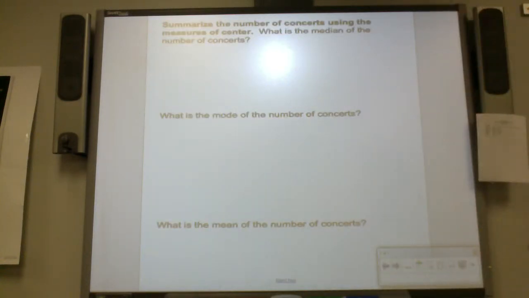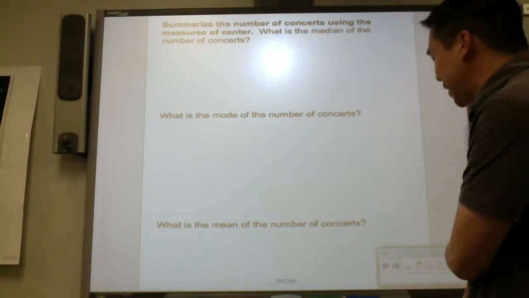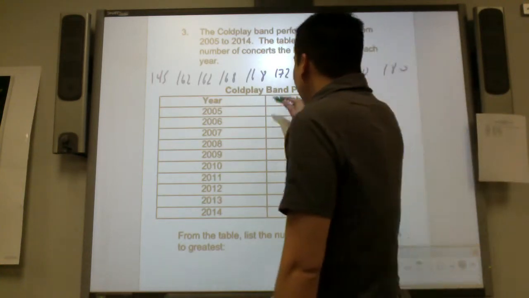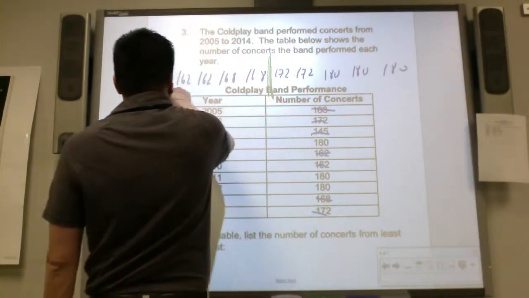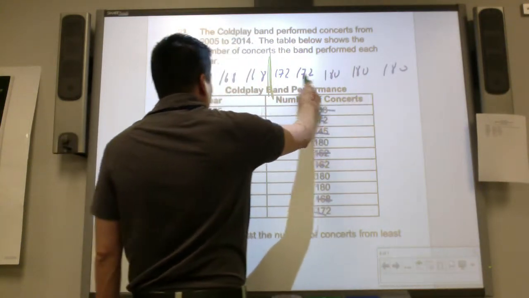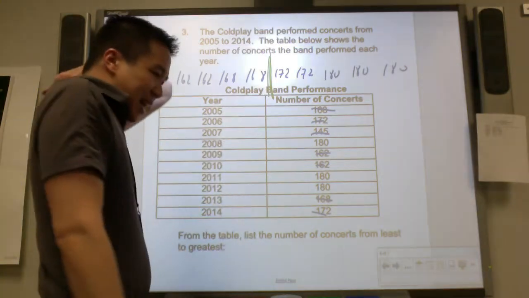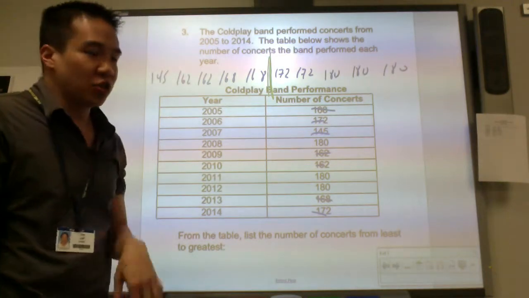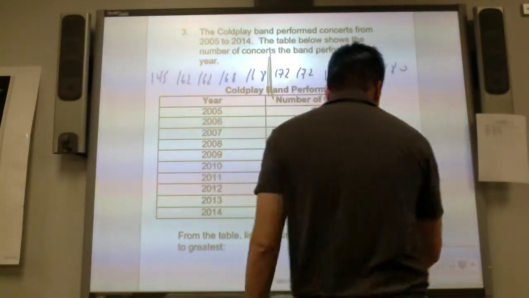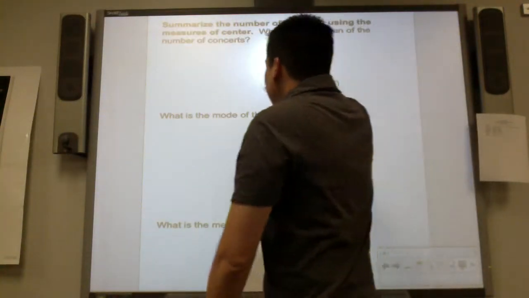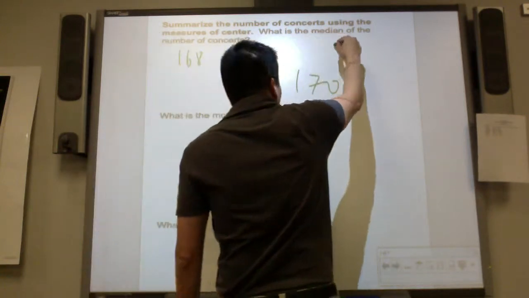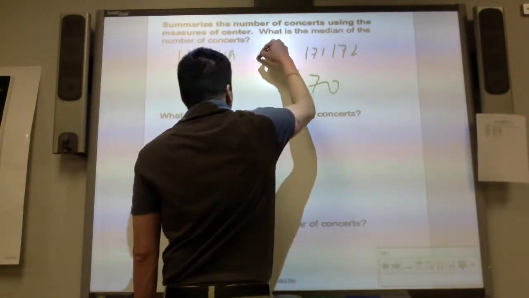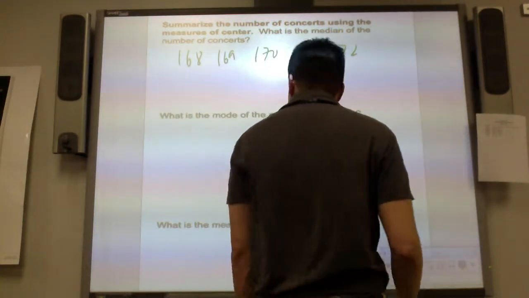Summarize the number of concerts using the measures of center. What is the median? Median is the middle halfway point. Halfway point will be somewhere right here, I believe. 5 numbers to the left, 5 numbers to the right. I can do this in my head actually. What's halfway between 168 and 172? I believe it's 170. If you don't believe me, 168, 169, 170, 171, 172. 170 is the halfway point.